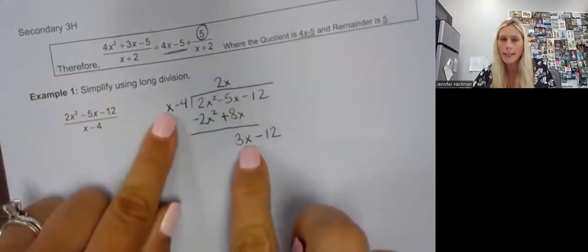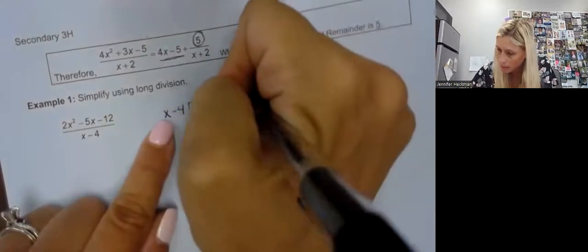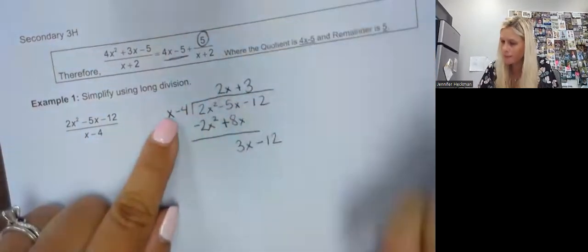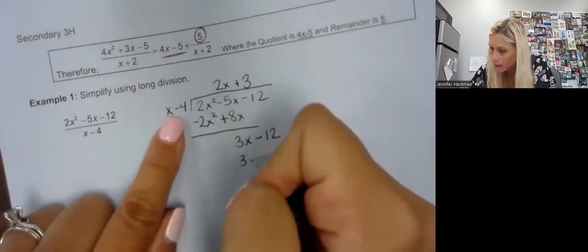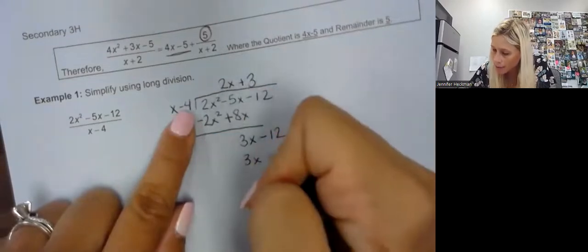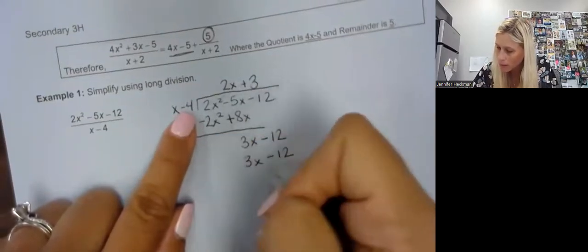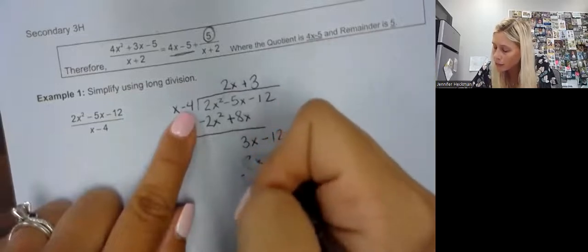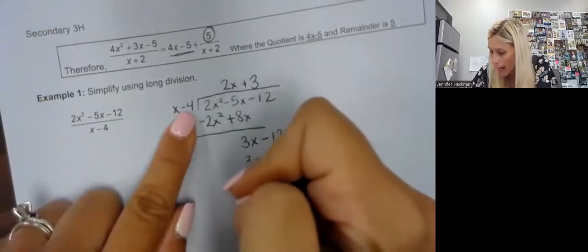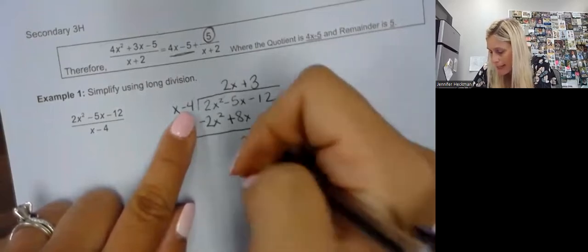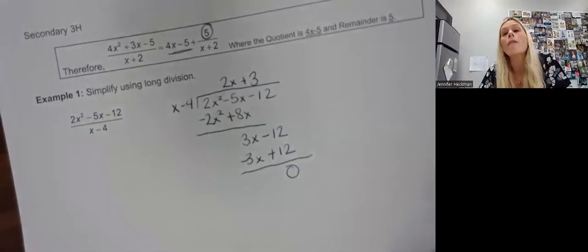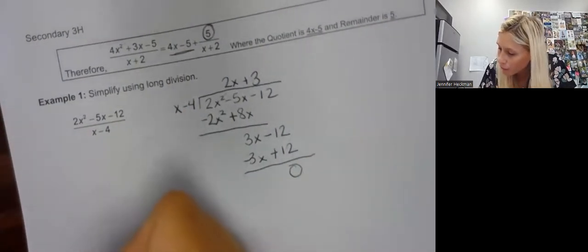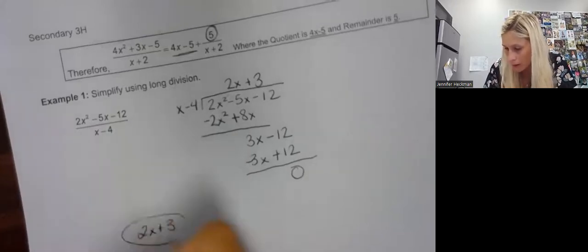X times what is 3x? Well, that's 3. You can double check by multiplying. 3 times x is 3x. 3 times negative 4 is negative 12. Okay, now I'm going to subtract straight down. Well, I'm going to subtract. So in other words, change my signs and then add straight down. And what do you know? It cancels. So I have no remainder. So my answer for this long division is just 2x plus 3.